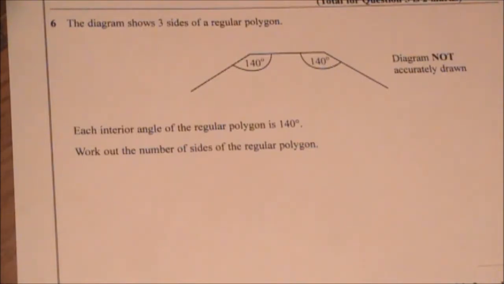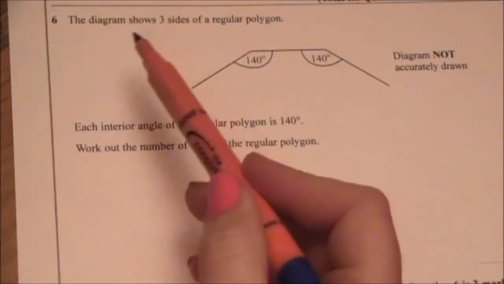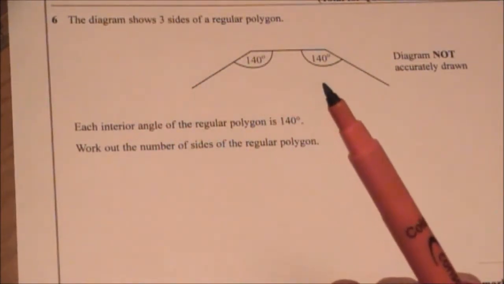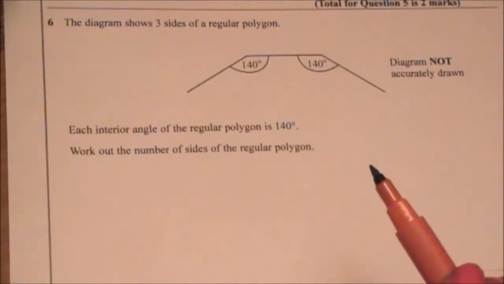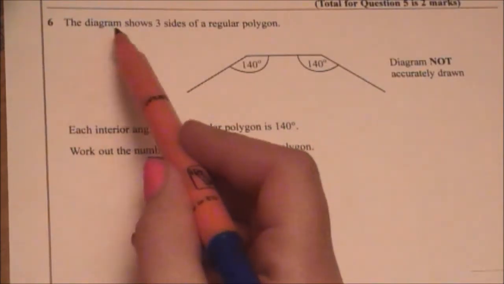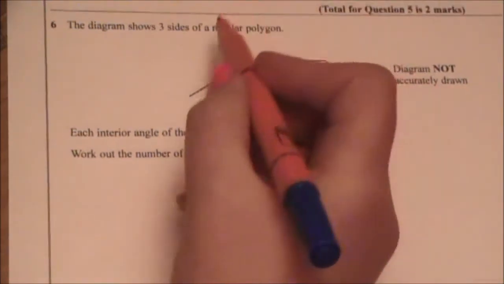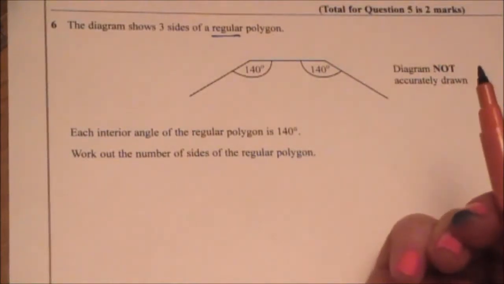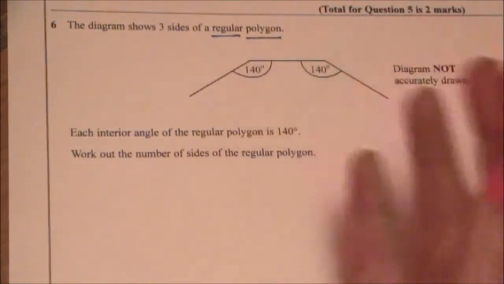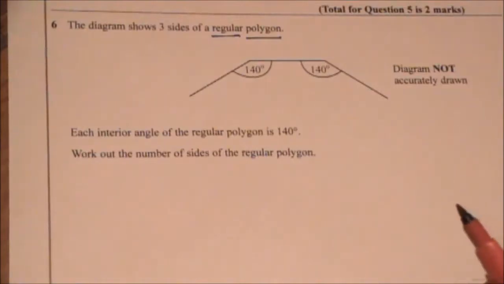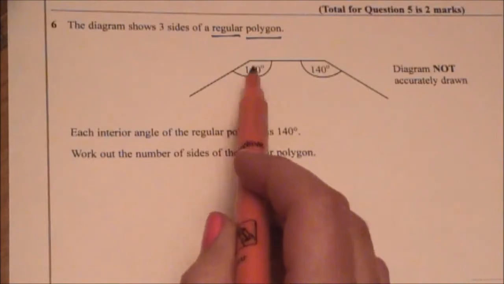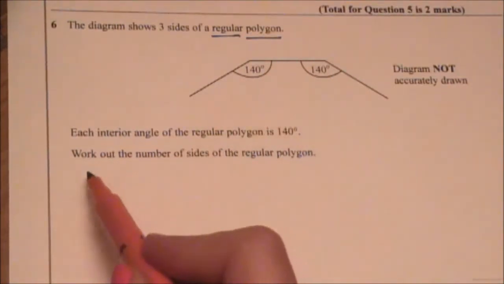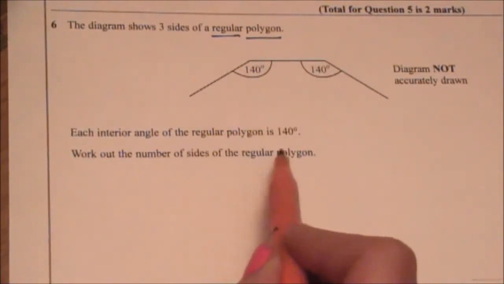Question 6 is an interior-exterior angles of a polygon question. Interior and exterior angles of a polygon is something that you're going to need to learn. So look it up, watch the video clip, learn it because it's in pretty much every exam. The diagram shows 3 sides of a regular polygon. Regular, all sides are equal. Polygon is a shape with a number of sides. Each interior angle of the regular polygon is 140 degrees. Work out the number of sides of the regular polygon.